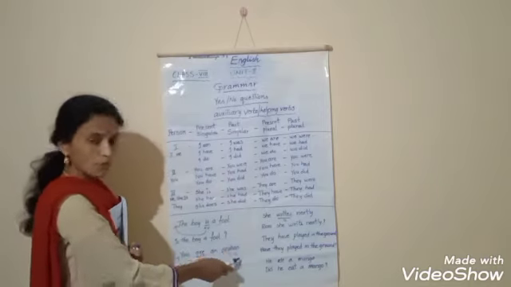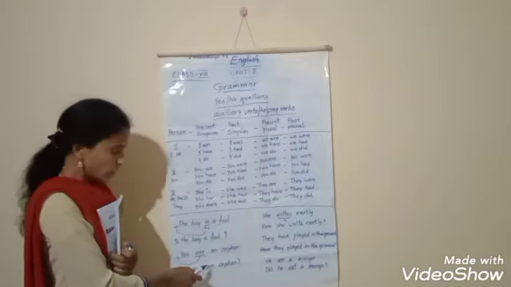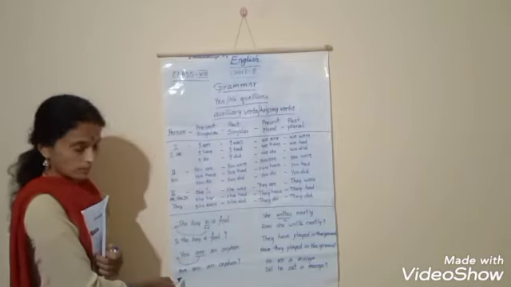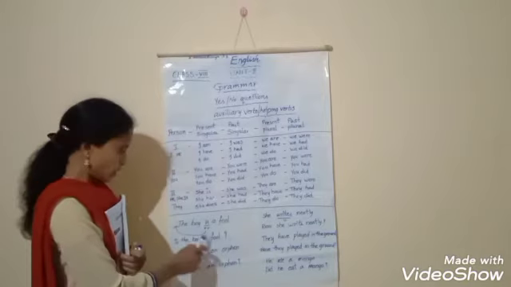Here you can see another example. You are an author. Here, you is the subject. What is the auxiliary verb? Are. What do we do? We just bring that helping verb before the subject. Are you an author? It's a question.